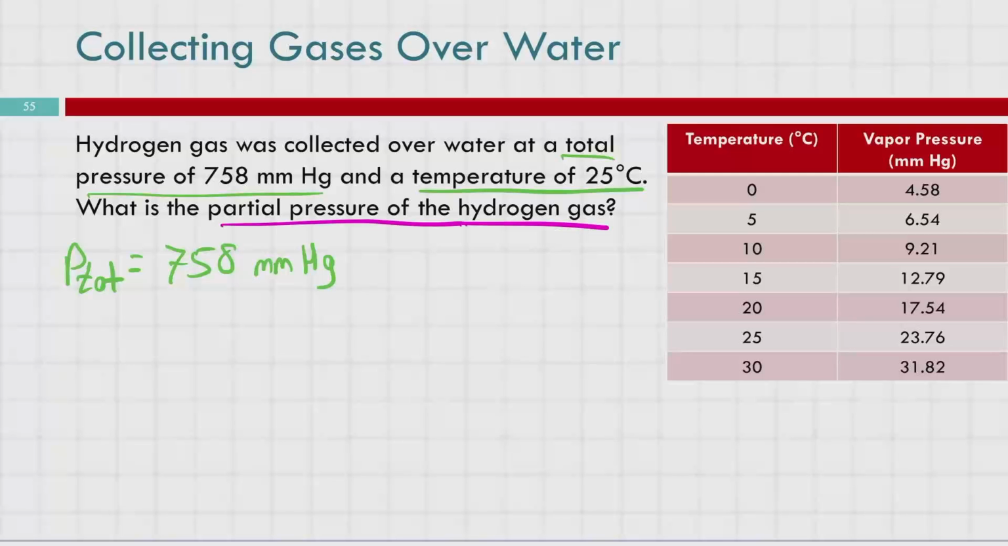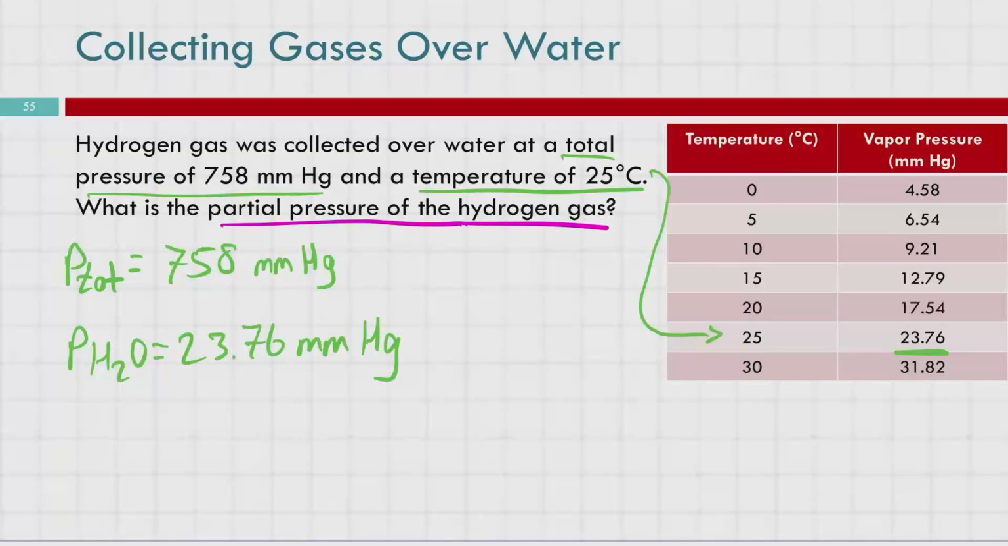So we would refer to a table that looks something like this, probably with a little bit more granularity, smaller increments between our degrees Celsius. So a temperature of 25 degrees Celsius, we find that on our table. And that means that our vapor pressure of water is 23.76 millimeters mercury. So our P sub H2O, 23.76 mmHg.